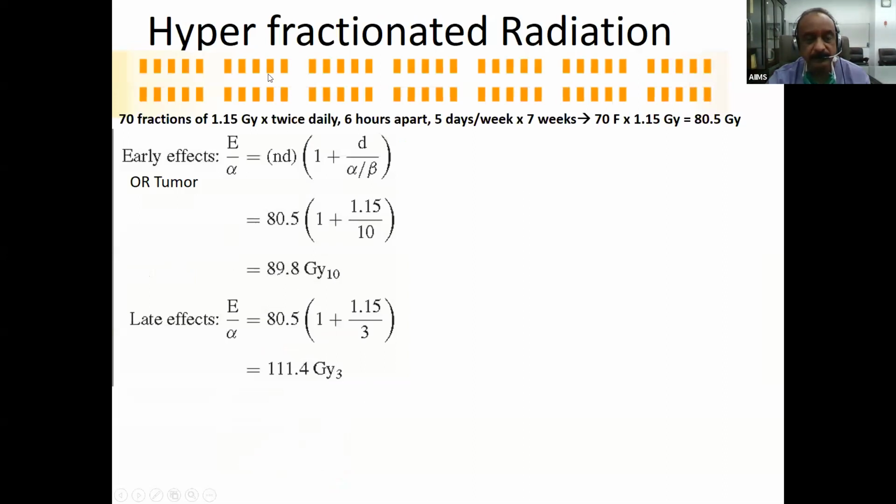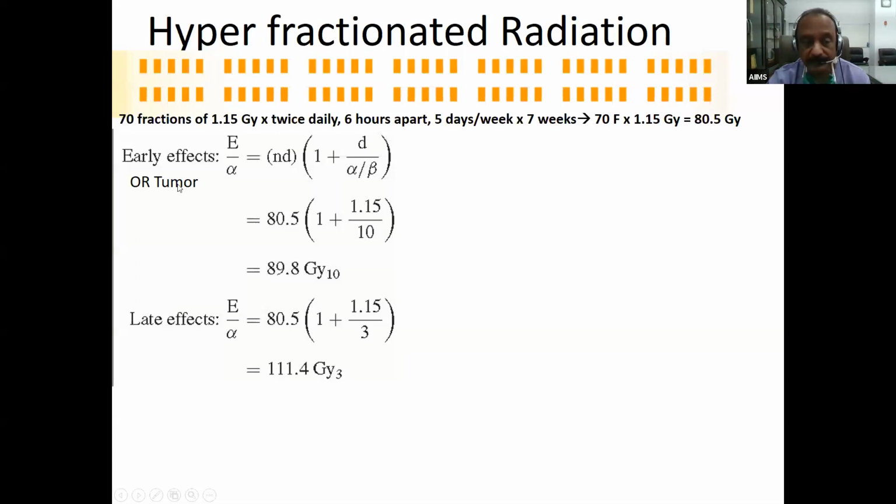Now let us go to hyperfractionated radiotherapy. Now in hyperfractionation, instead of a single fraction per day, we are delivering 2 fractions per day with a 6 hour interval between the 2 fractions. So total fractions will become 70 now instead of 35. Rest of the thing remains the same, overall treatment time same, 5 days per week. But of course, the dose per fraction is reduced from 2 gray to 1.15 gray. So if you calculate the total dose now, it is 80.5 gray.